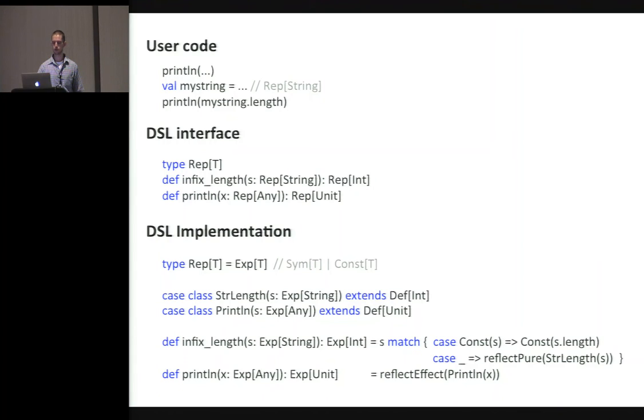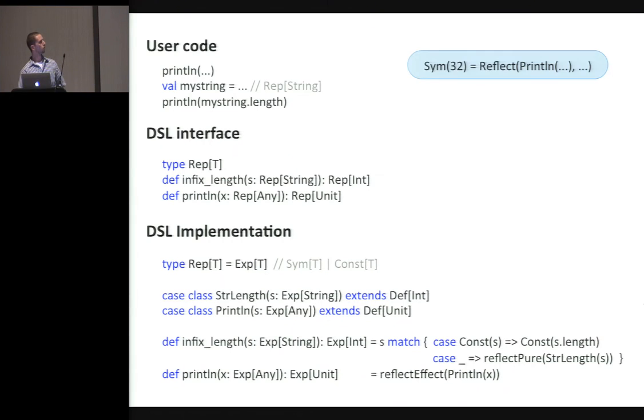We have the corresponding DSL implementation. This is a deep embedding. We say that Rep of T is a type of expressions. In this case, these are atomic: we only have symbols and constants. And then we have a hierarchy of IR nodes that implement the deep embedding. The interface methods are implemented to create the corresponding nodes. This is a fairly standard approach combining shallow and deep embedding.